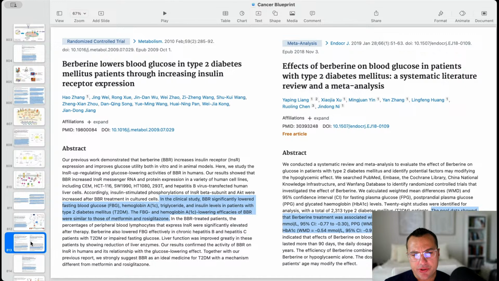So when we actually look at how berberine does clinically, okay, I'm going to pull some studies here. So one was a study in 2010. It says berberine lowers blood glucose in type 2 diabetes mellitus through increasing insulin receptor expression. And in this clinical study, berberine significantly lowered fasting blood glucose, A1C, triglycerides, insulin levels in patients with type 2 diabetes mellitus. The fasting blood glucose and A1C lowering effects of berberine were similar to that of metformin or rosiglitazone, which is a medication that actually inhibits PPAR gamma.